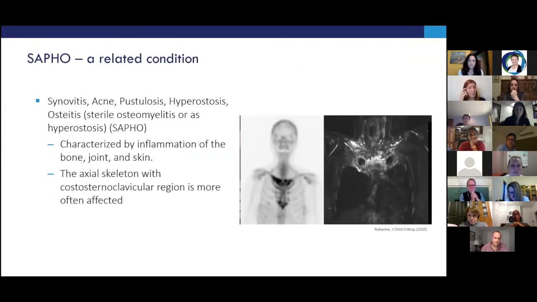I mentioned SAPHO. So what is SAPHO? Again, it's synovitis, acne, pustulosis, hyperostosis, and osteitis. I'm calling it at the moment a related condition, but some of the discussion later on I'll show you may not necessarily be a separate disease, and could be a spectrum of the disease. Typically, patients will present with, as the name entails, bone, joint, and skin symptoms. And within the bone, something that's very distinct with it is that the costosternoclavicular region is commonly affected.